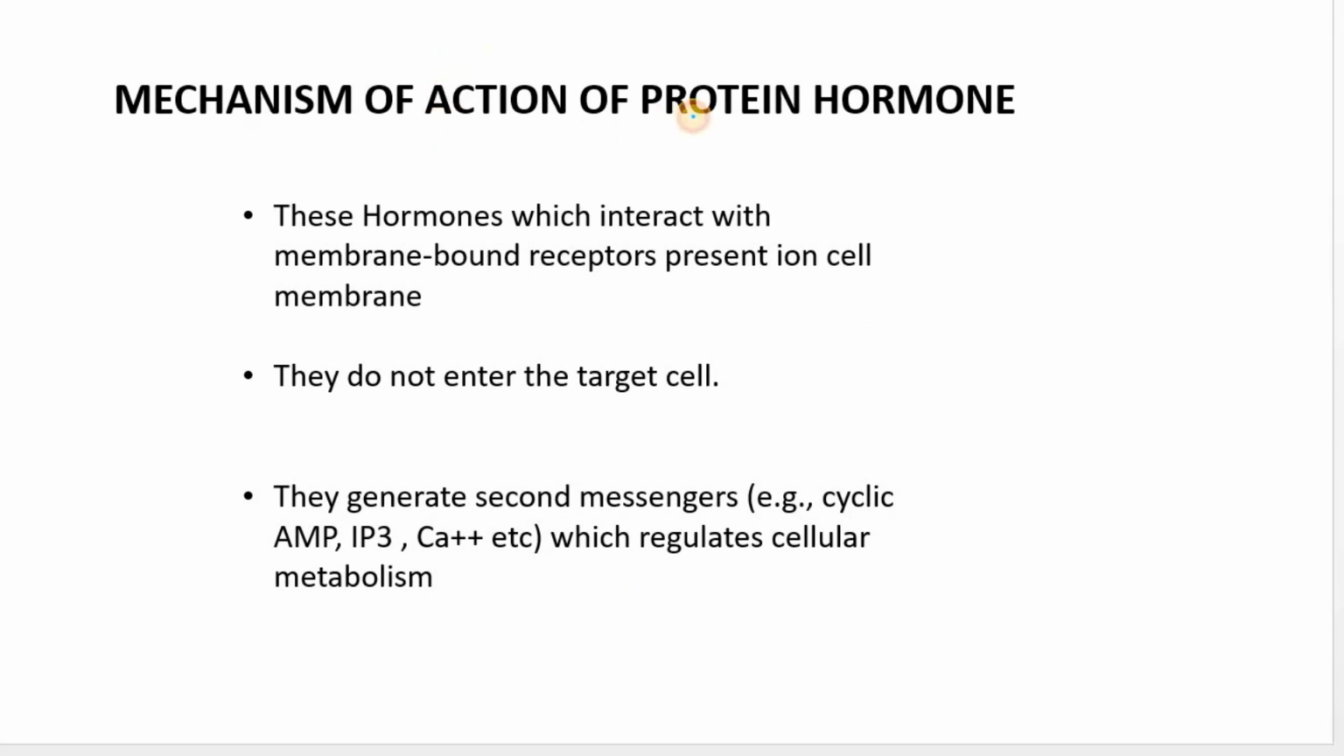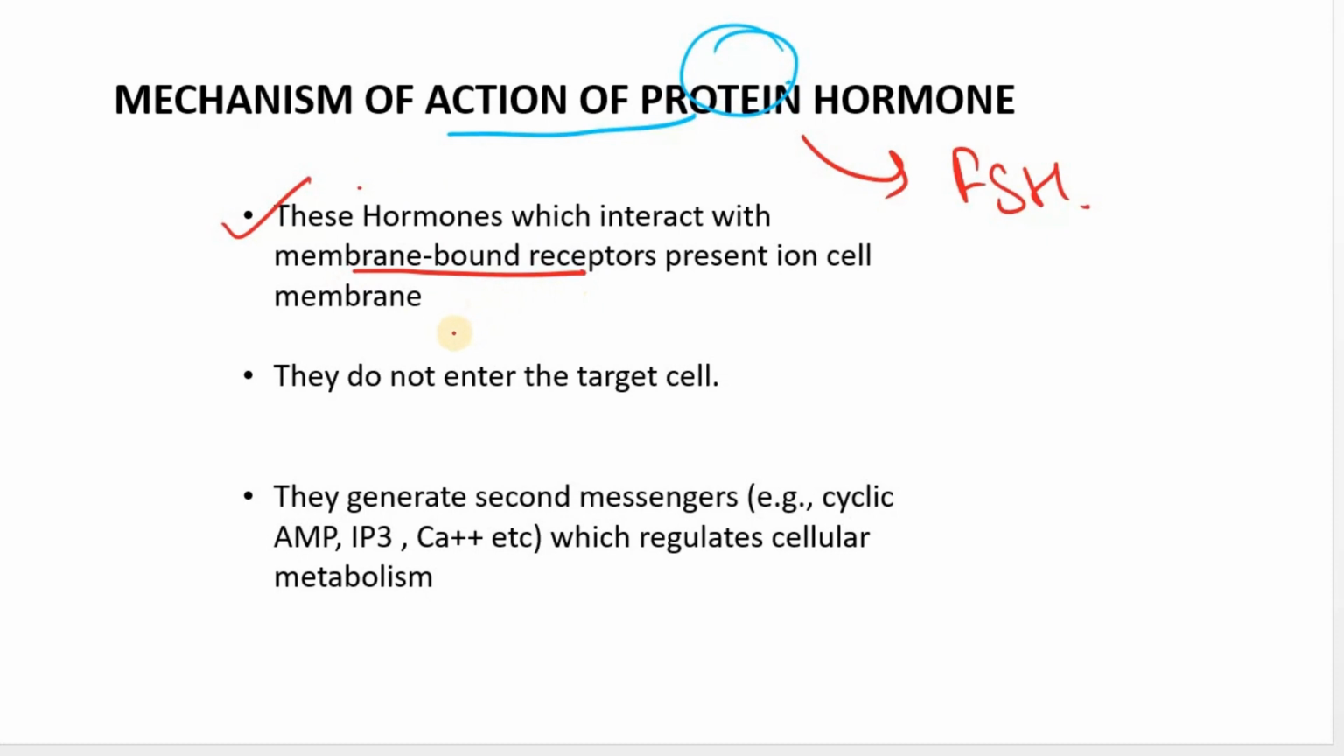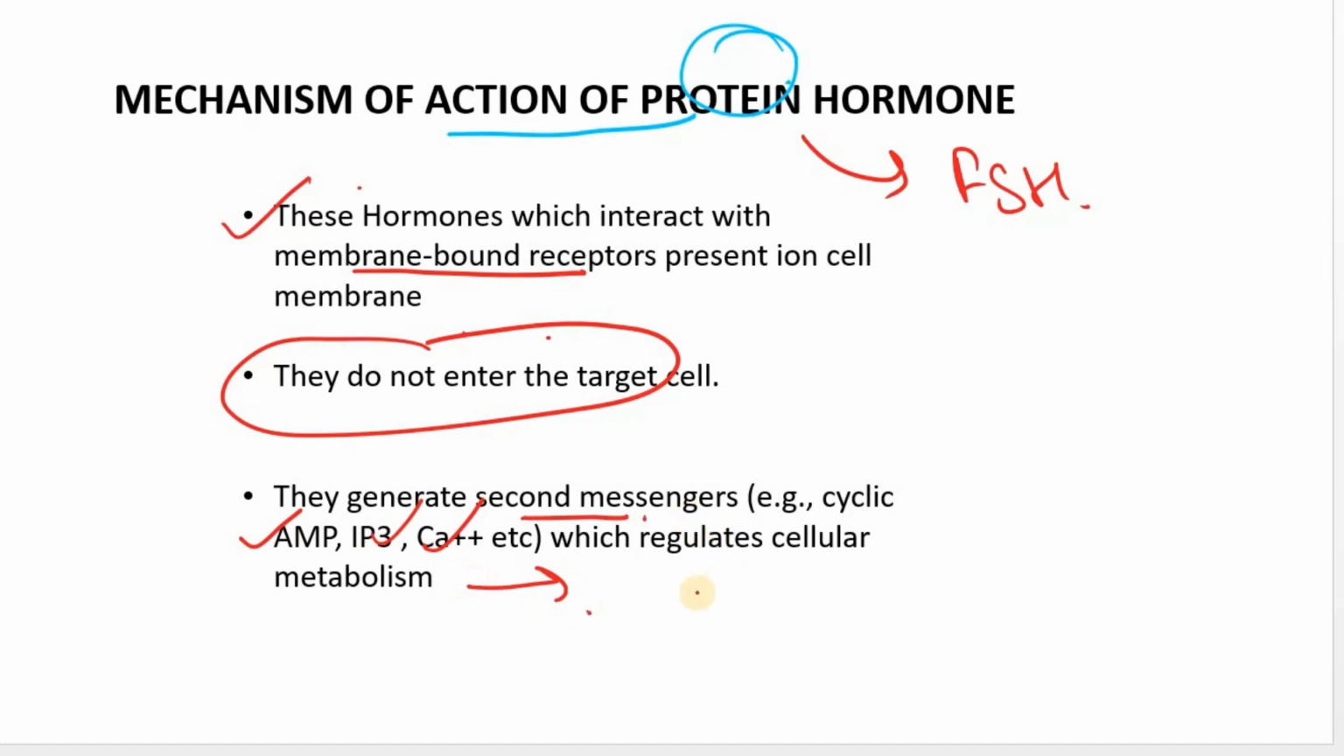Now let's take a look at mechanism of action of protein hormones. Protein hormone like FSH. These protein hormones interact with the membrane bound receptors that are present on the cell membrane. One point to be noted is that these do not enter the target cells. They generate a secondary messenger that can be anything like cyclic AMP, IP3, calcium ion, which regulates the further metabolism and carries the signal further.